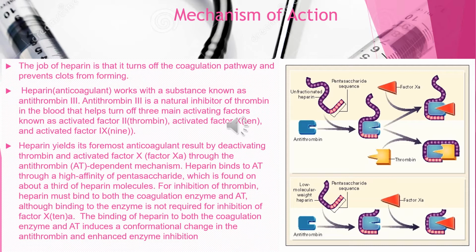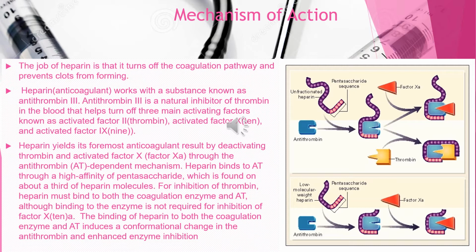Heparin yields its foremost anticoagulant results by deactivating thrombin and activated factor 10, or 10A, through the antithrombin-dependent mechanism. Heparin binds to antithrombin through a high-affinity pentasaccharide, which is found in almost a third of heparin molecules. For inhibition of thrombin, heparin must bind to both the coagulation enzyme and the antithrombin, even though binding to factor 10 is not required for inhibition to occur.